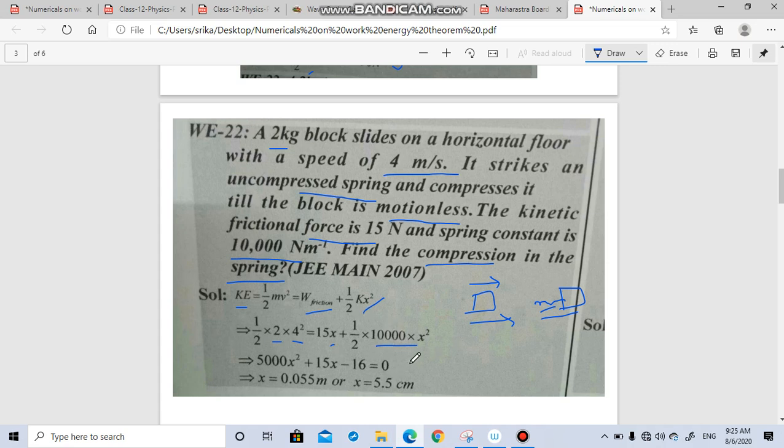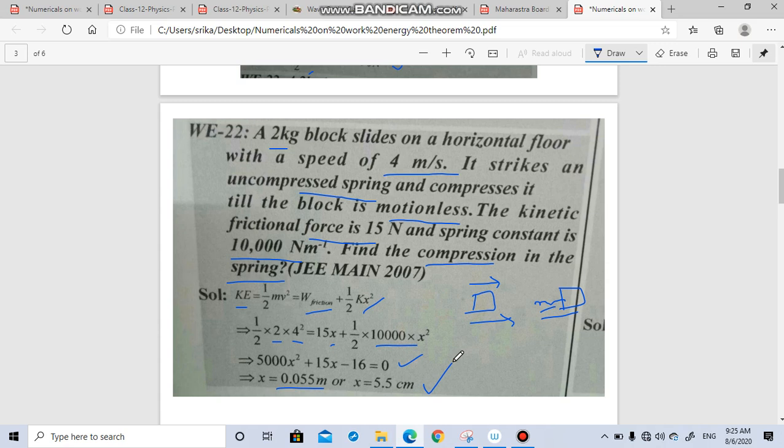Just simply equate these two, you will get a quadratic equation. Take care of the units, and once you solve it, you get x is equal to 5.5 centimeters. So the main thing is to understand the concept involved in this question.